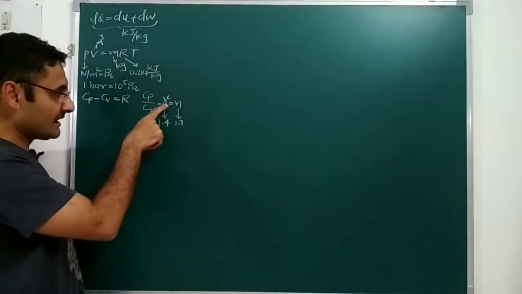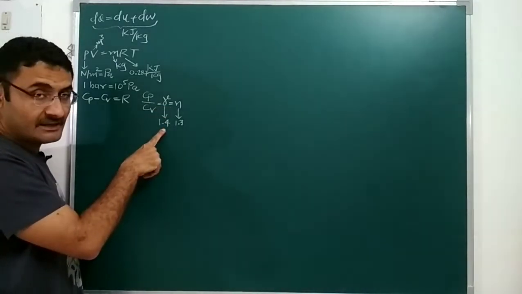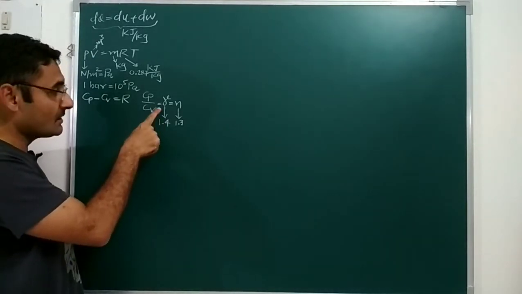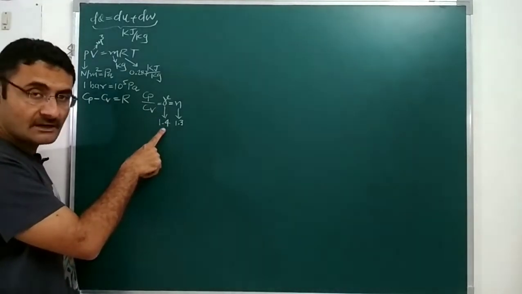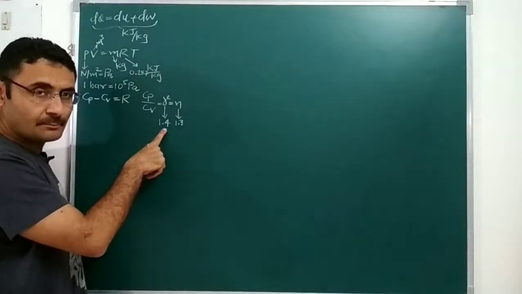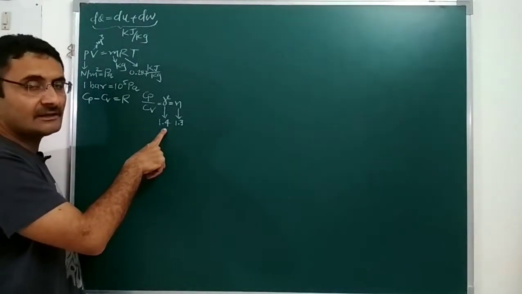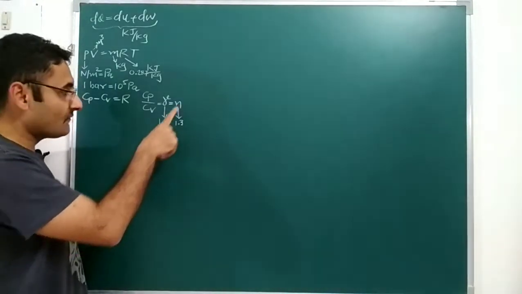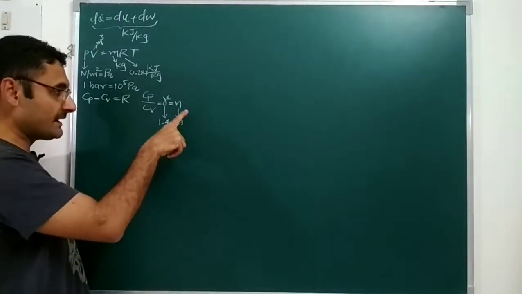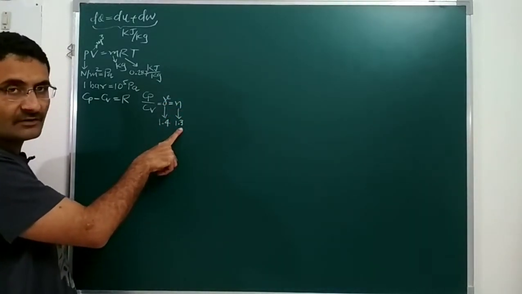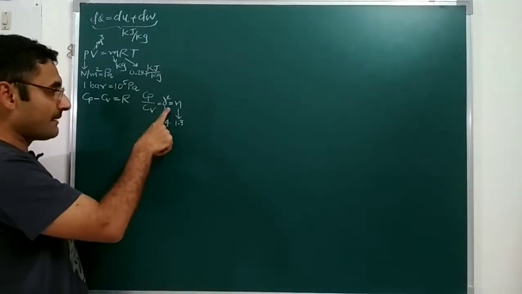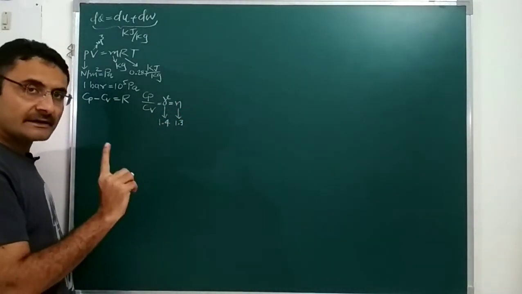Supposing in your numerical the value of gamma is 1.3, then you have to accept its value as 1.3. At that time you should not say, sir, over here gamma is 1.4, so I will consider 1.4. No, if the value is not given, then you should consider 1.4. Otherwise, whatever value is given in your numerical, that you have to accept. For the polytropic index also, supposing 1.1 is given, you have to consider 1.1 instead of 1.3. These two values you have to consider when the gamma and n values are not given.